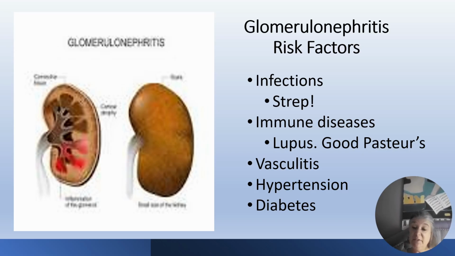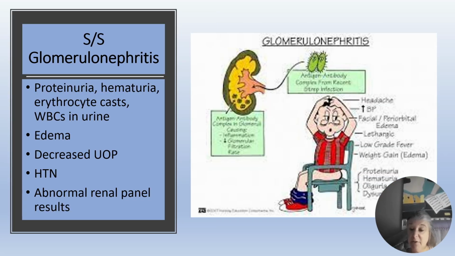So here are our risk factors. Again, strep. Strep likes to do all sorts of weird things. And then immune diseases like lupus or Goodpasture's, vasculitis, itis, inflammation of the vascular system, hypertension, diabetes. Again, those things that are causing constriction of the vascular system. Anything that reduces blood flow to the kidneys is not good.